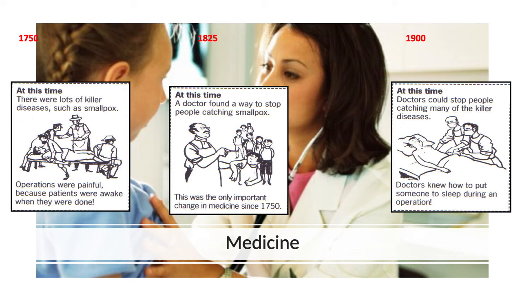Now, by 1825, we can control smallpox, one of the deadliest diseases, because Edward Jenner in 1796 had come up with a vaccination, a way of stopping you getting smallpox. And by 1900, lots of doctors had found vaccinations for other deadly diseases. So the chances are that you could be vaccinated. It means you wouldn't come down with one of these diseases.